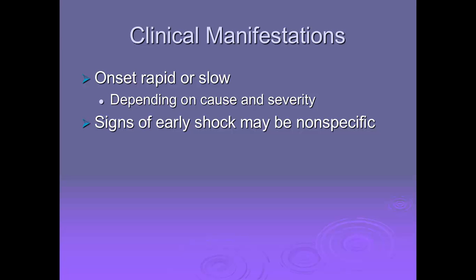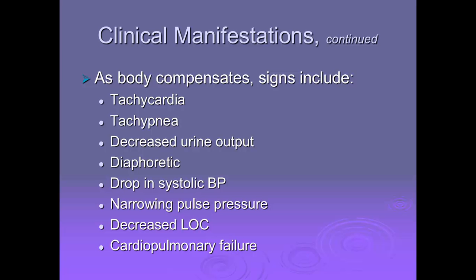Your clinical manifestations, the onset can be rapid or slow depending on the cause and severity. Signs of early shock may be nonspecific. So as the body compensates, signs include tachycardia, and so the body is compensating basically for that hypotension and decreased blood volume. They also have decreased urinary output as well as tachycardia and tachypnea. They may also be diaphoretic.